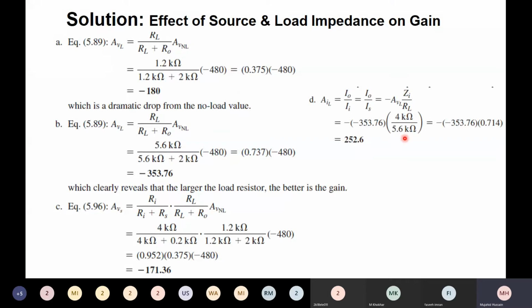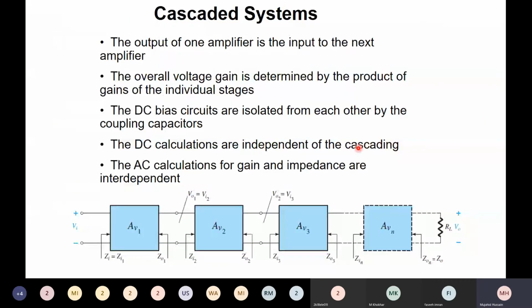Now we study the cascaded systems. Cascaded means multiple stages of amplifiers are used and they are connected with each other. The output of one amplifier is the input to the next amplifier. The overall voltage gain is determined by the product of the gains of the individual stages. So you have four stages in this diagram. You will multiply the voltage gains AV1, AV2, AV3 and so on up to AVn, for n stages. It can be up to many stages.